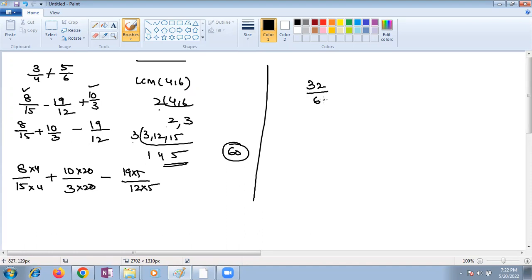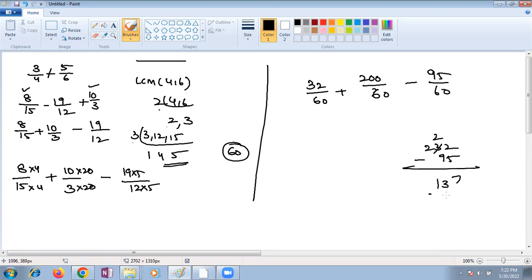32 by 60 plus 10 2s are 20, 200 by 60 minus 19 5s are 95 by 60. Come on, children, 232 minus 95. If you subtract, it's 7. This is 2. 12 minus 9 is 3. 137. Yes, same thing you got, Manish. It's 137 by 60. This is your RHS, right hand side portion.